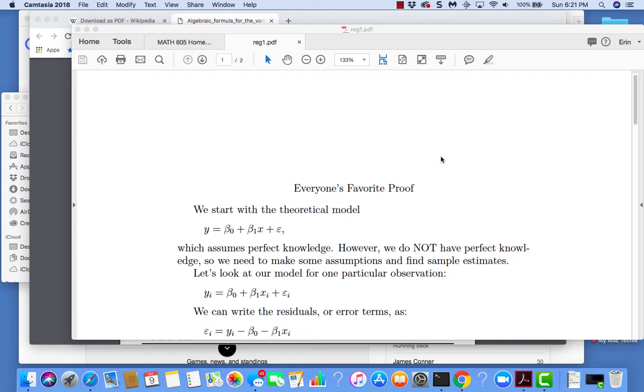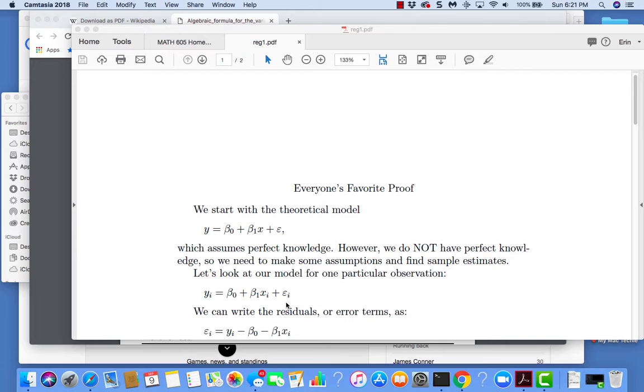So, we're going to start out with a theoretical model. Y is equal to beta 0 plus beta 1 times x plus epsilon. And that's making the assumption that you have perfect knowledge. All right, guess what? Well, we don't. So, what we need to do is make some assumptions, and we're going to find some sample estimates for our coefficients, our beta 0 and our beta 1. So, this is the overall model.